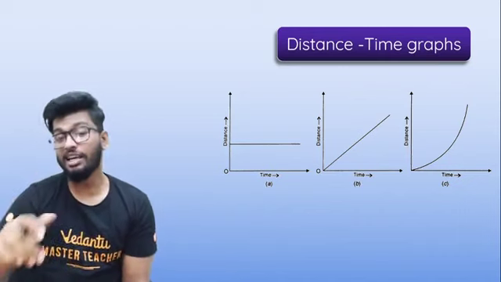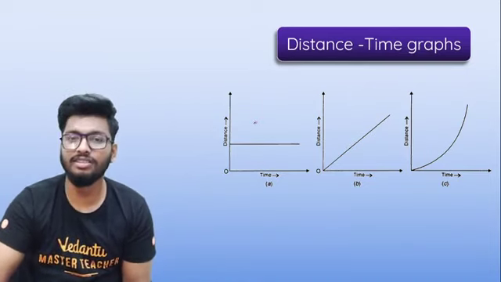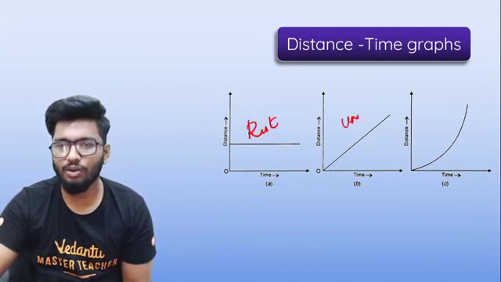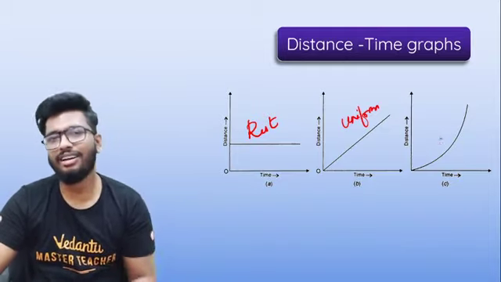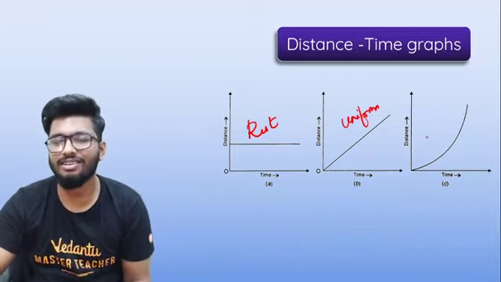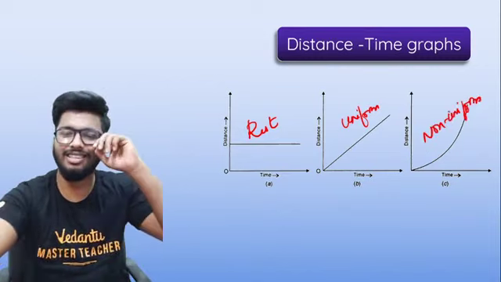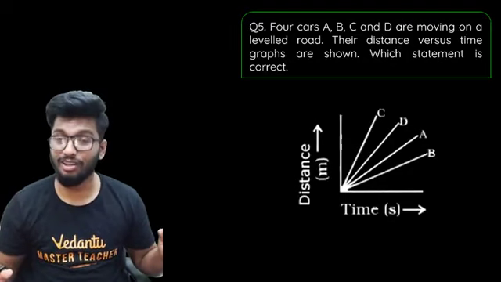Now, if the distance time graph is parallel to the x-axis, parallel to the time axis, this means that the body is in the state of rest. If it's a linear plot, this means it's in uniform motion. If it is a curved plot, then it's basically non-uniform motion. So these are the things that you have to keep in mind when you talk about the distance time graph. So I'm going to ask you a question based on the same.